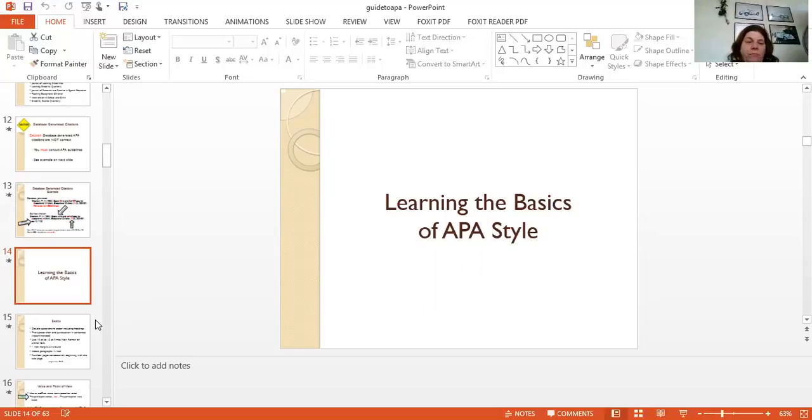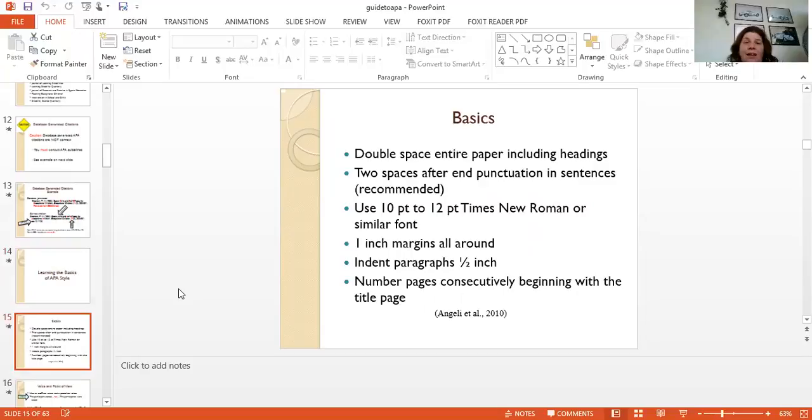So what does APA do as far as the basics go? You're probably going to be surprised by how easy this is and how much of this you already know. But here we go. Basics. First off, double space your entire paper, including your headings. Many of you are doing that already, so that's perfectly fine. You should place 2 spaces after end punctuation in sentences. So end your sentence, period, dot, space, space, and then start your new sentence.